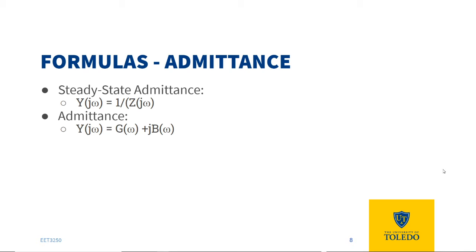Formulas for admittance. Steady state admittance: Y of j omega equals 1 divided by Z of j omega. Admittance: Y of j omega equals G of omega plus j B of omega. There are more formulas throughout the section, and we encourage you to check them out throughout Chapter 8 to prepare for the final, but these are some of the most important ones that we found.